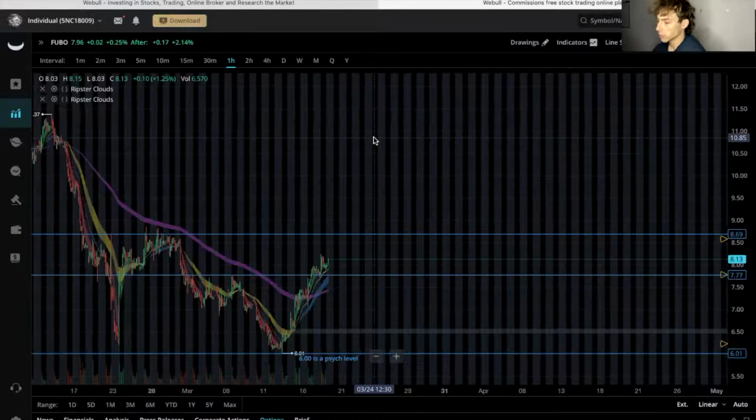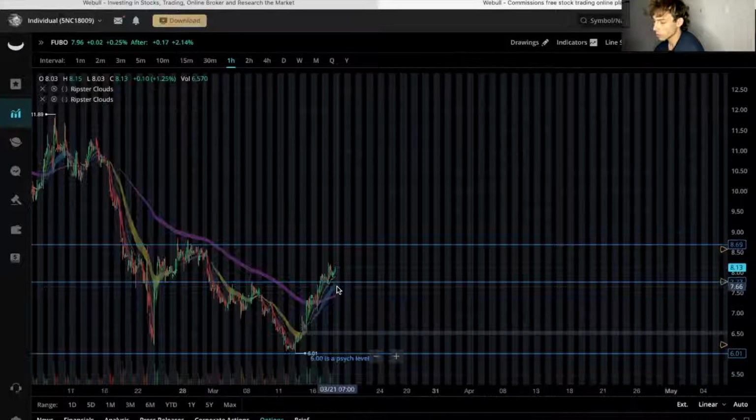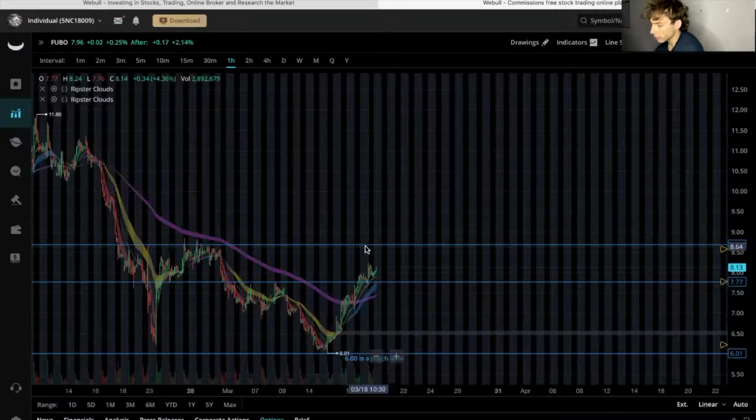So, guys, our first play here is going to be with FUBO TV. I'm on the one-hour time frame. So we have that $6 level there as our psych level. We broke through that 7.75, 7.77 area. And then our next resistance there is going to be that top blue line at 8.70.